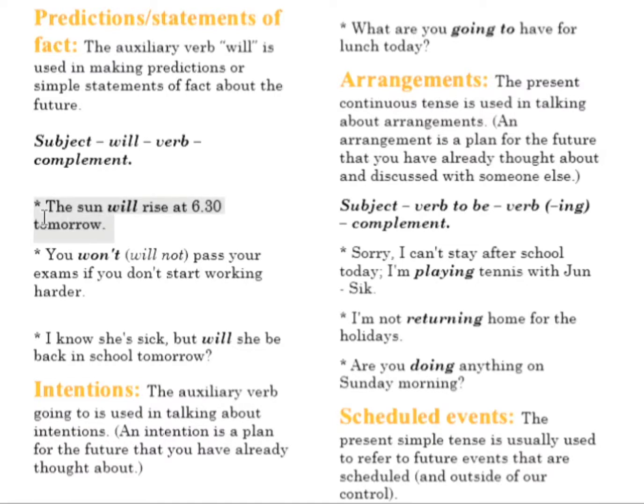Okay, let's see some examples. The sun will rise at 6:30 tomorrow. The negative form of will is won't or will not. So a negative sentence would be: you won't, or you will not, pass your exams if you don't start working harder. Finally, we can also make questions. For example, I know she's sick, but will she be back in school tomorrow? Okay? So we use the auxiliary will in future statements for predictions or statements of fact. Okay? Maybe like for general actions in the future.